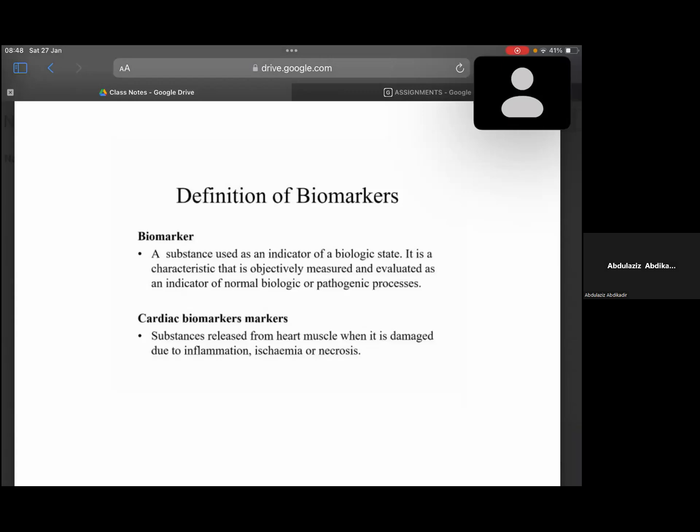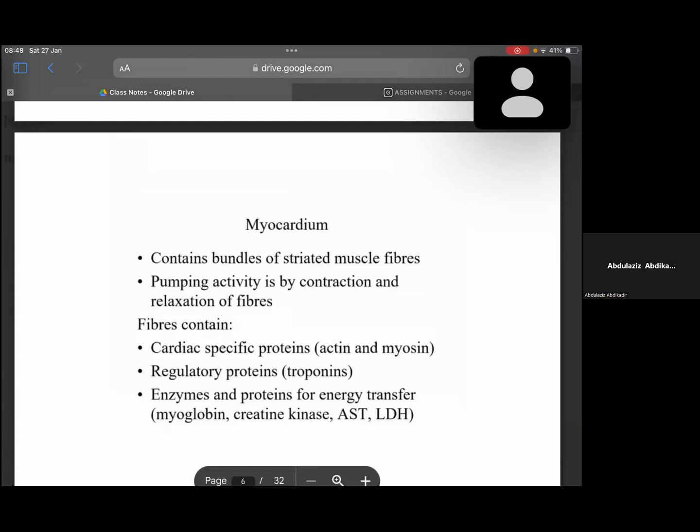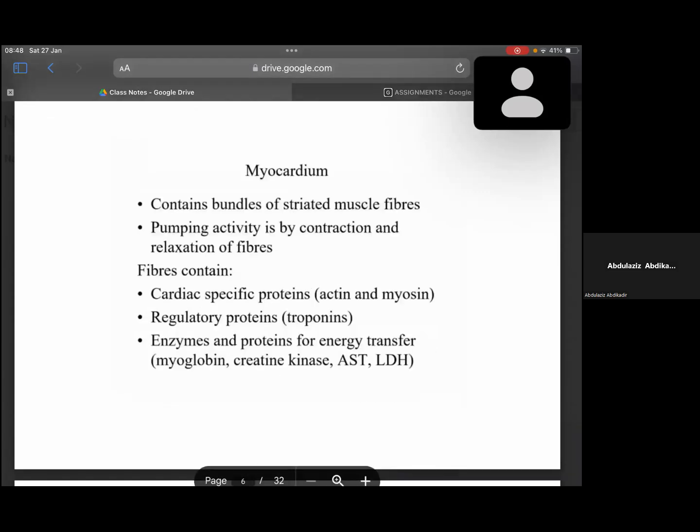Okay, let's start with the cardiac biomarkers. From the name, bio is biological and marker is a marker. So it's a substance that is used to indicate a biological state. So for the heart, the cardiac biomarkers are cardiac specific proteins, that is the actin, myosin, the regulatory proteins, and enzymes. The heart is normally made up of striated cardiac tissue, and the pumping activity is by contraction and relaxation of the fibers.